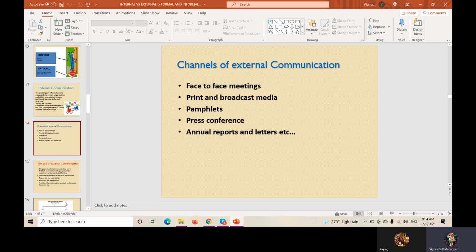And then also you can have a press conference. You can have a conference among people from other organizations to explain your information, or to exchange your information. And then also you can prepare letters for them, annual reports, anything, any kind of channel you want to use for external communication. Understand or not?